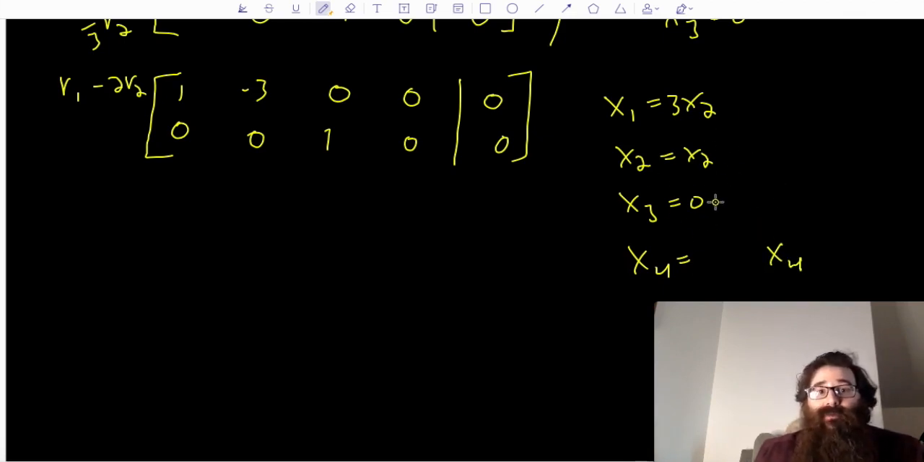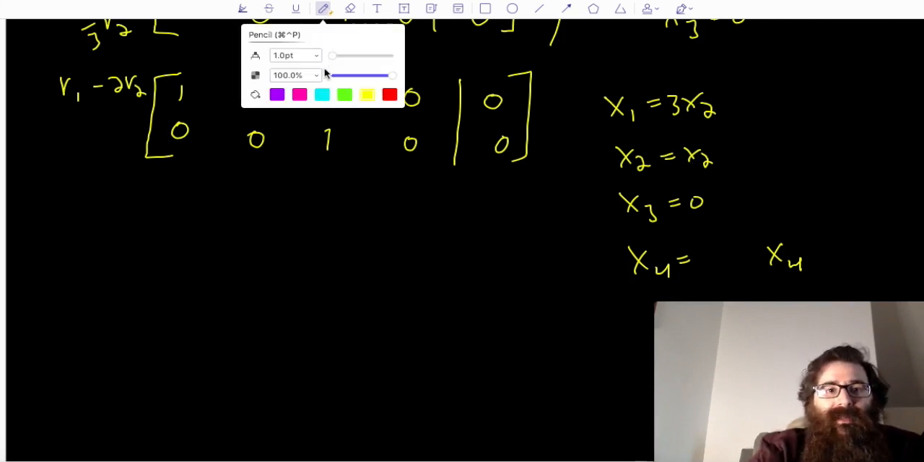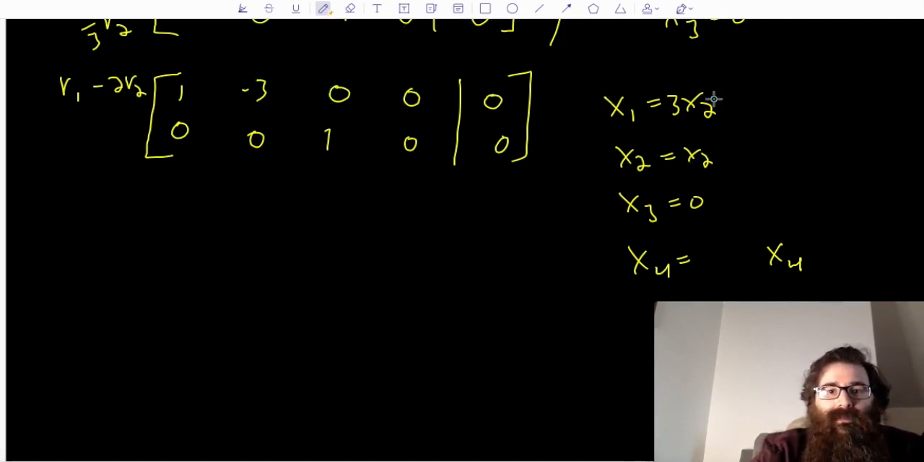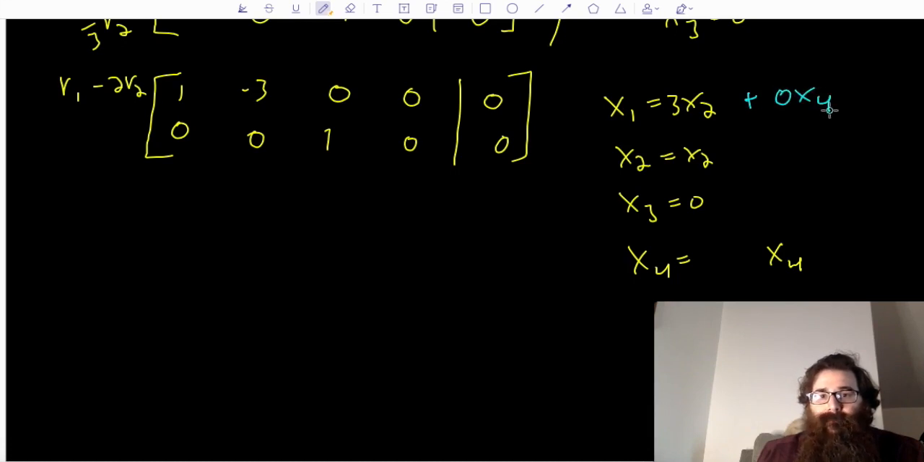And if we're comfortable with building a parametric vector form, then we can go ahead and just go right from here. But otherwise, we can actually introduce all mention of all free variables, which I think is useful. So x sub 1 is 3x sub 2, and then nothing else. So if I really want to include x sub 4, it has to be a 0x sub 4. X sub 2 is itself, so we'd say a 1x sub 2, and then plus 0x sub 4.